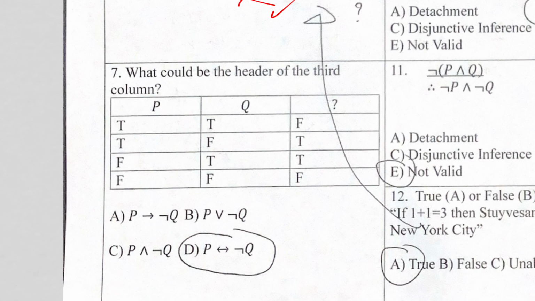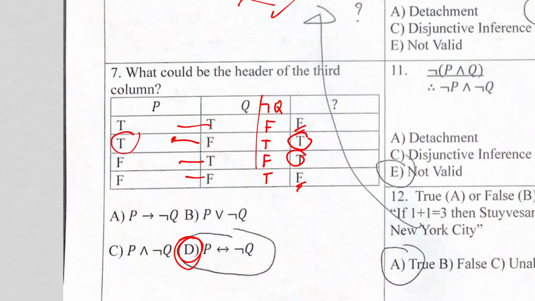Over here, notice how this is true when these things are different from each other, but it's false when they are the same as each other. And that's why the answer is choice D, P biconditional not Q. So not Q, which is not one of the columns, but it would be false, true, false, true. And then when are those the same? They're the same here, and they're the same here. That's why false, true, true, false could be described this way.